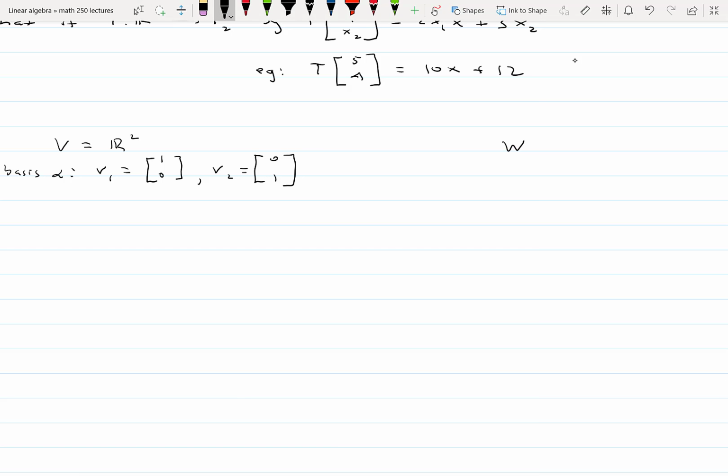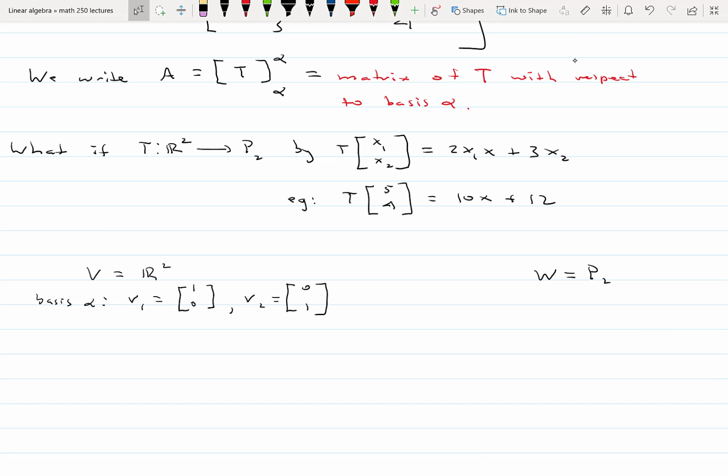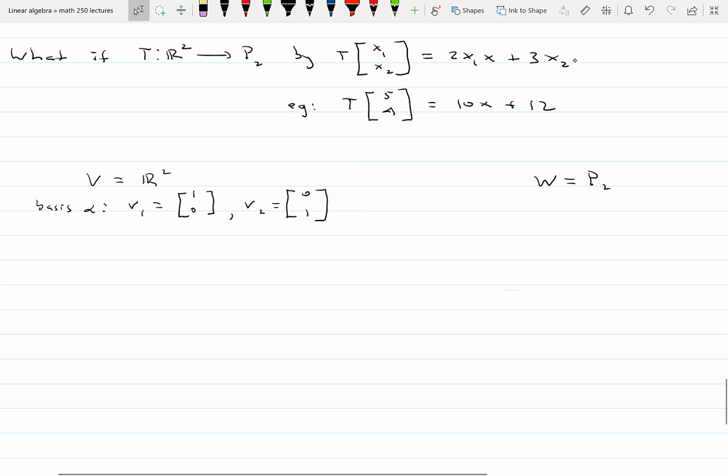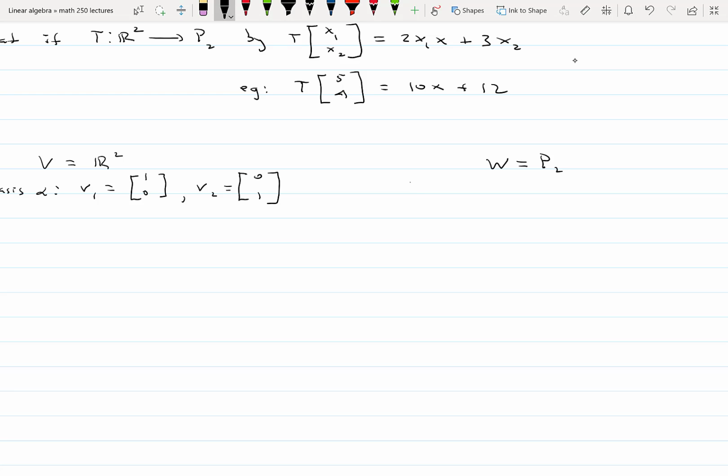Then let's take the vector space W as P2. Remember, our linear transformation goes from R2 into P2, two very different vector spaces. Let's take P2 with the standard basis, which we'll call the basis beta. The basis beta has W1 as its first basis vector, x, and W2 as 1. Again, the standard basis vectors for P2. Okay, and I wrote P2, and it really should be P1.